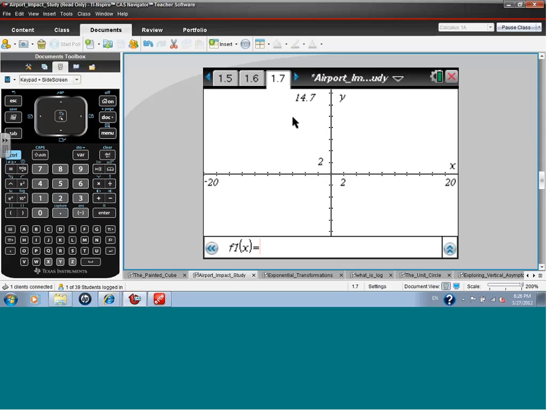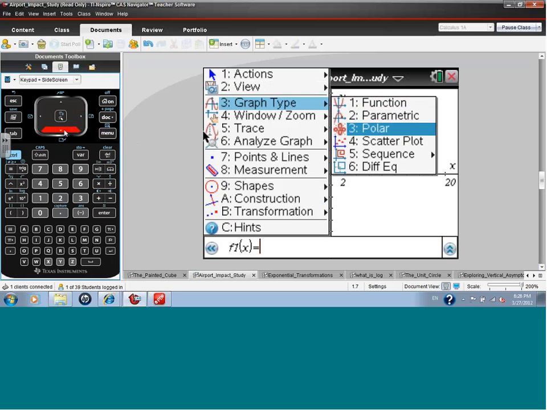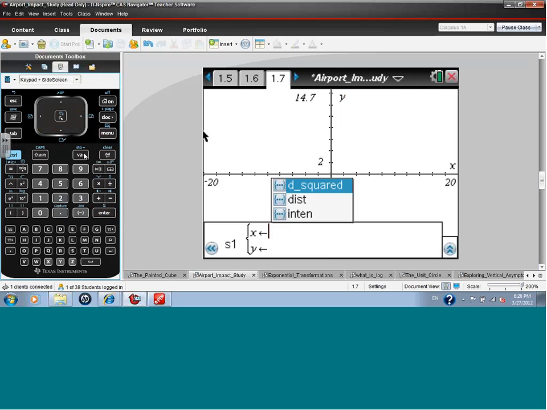This scatter plot is in a different environment than the one we saw in the previous two activities. This is in a graphs window. So in order to create a scatter plot here, I'm going to press Menu and then change the graph type to scatter plot. So it's a little bit more work to create a scatter plot in this environment, but it's also more powerful. We have more flexibility.